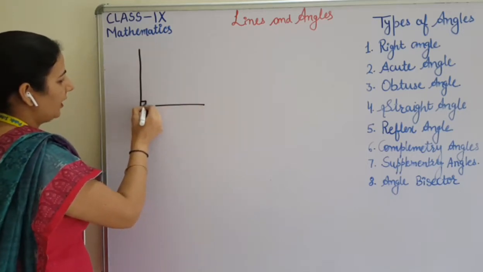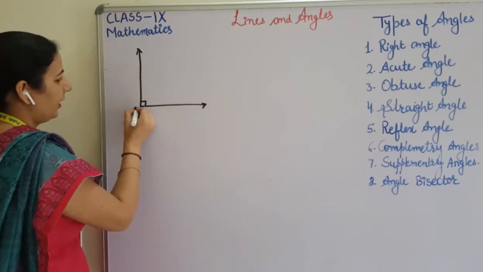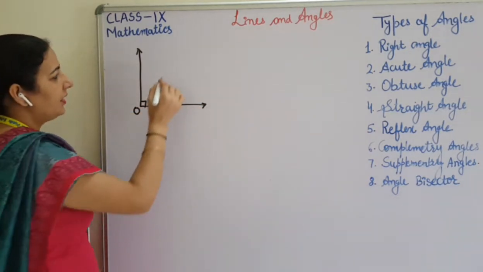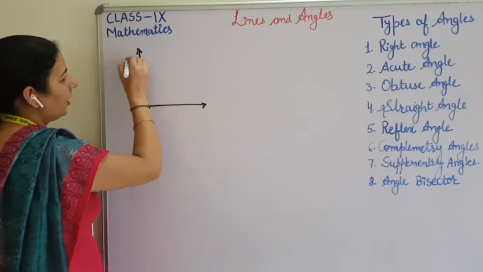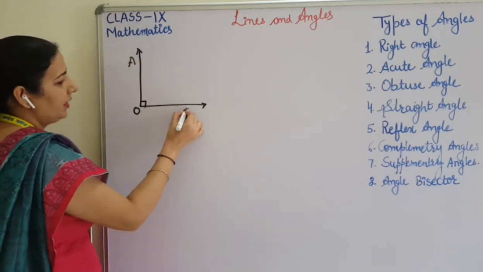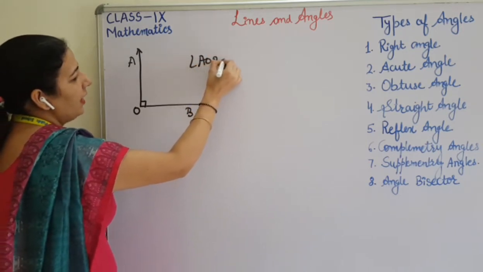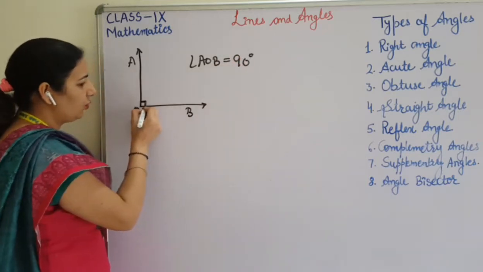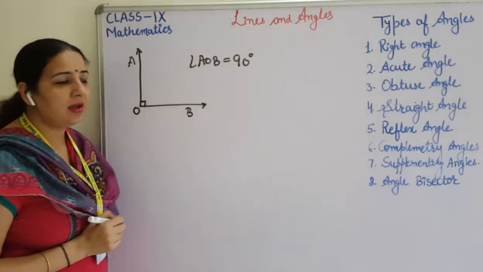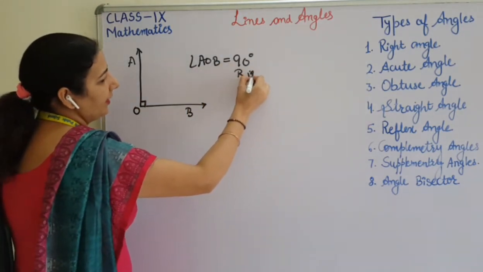when two lines intersect each other at 90-degree angle. Then this 90-degree, right angle, means when the measure of an angle is equal to 90 degrees. A, B, so angle AOB. When the angle between these two lines is 90 degrees, then it is known as the right angle.